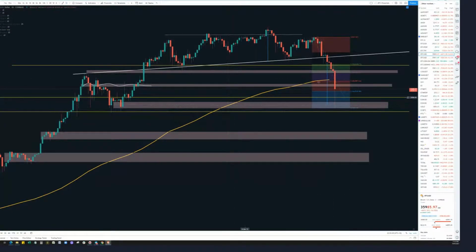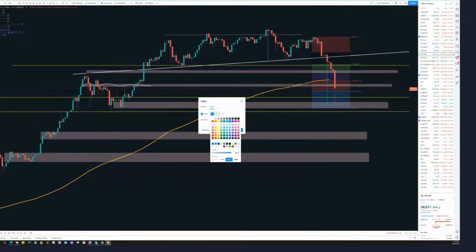So you can see the 34 weekly moving average. Now, if I check on the 20, give me a sec. Let's check the 21. People like using 21. And I'll make that green.